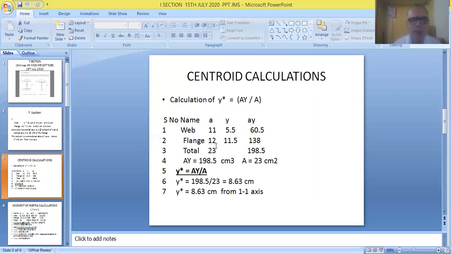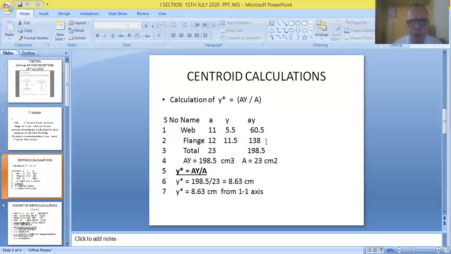For the second component, Ay is taken as 12 into 11.5, which comes to 138. So friends, this is the way of filling the particulars of the table: filling the A values, the Y values, and the Ay values. Very, very essential for getting the results. And finally, we have to measure the total values. So you find the total of all these areas. It is obtained as 23 centimeter square.